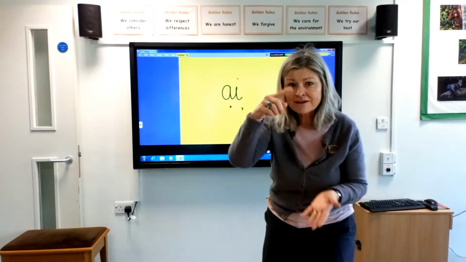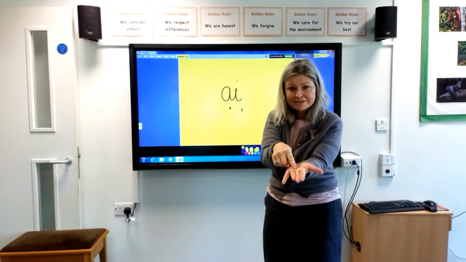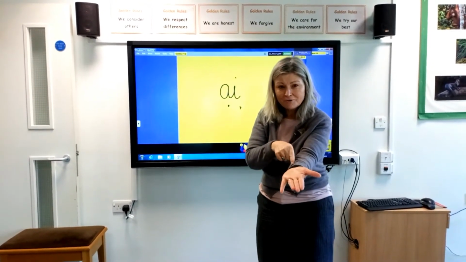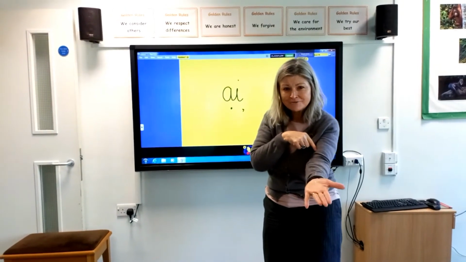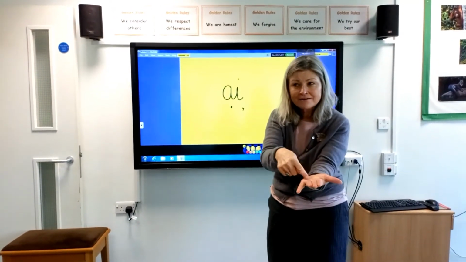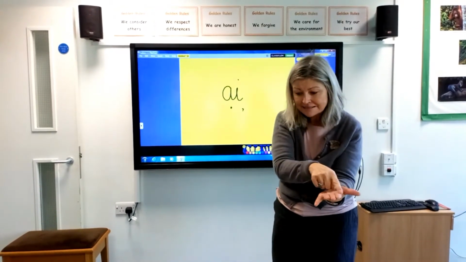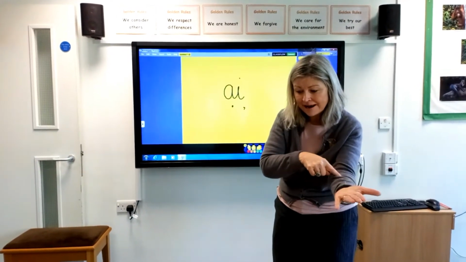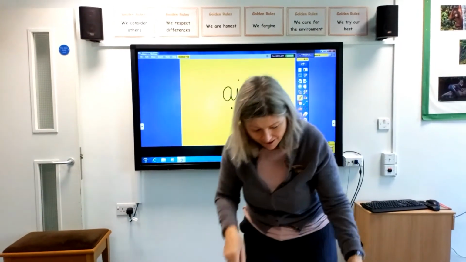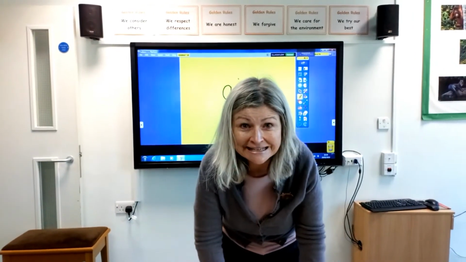So we can get our finger and we can do the snail going along the path in the rain to remind us. Snail in the rain, A-I. Snail in the rain, A-I.